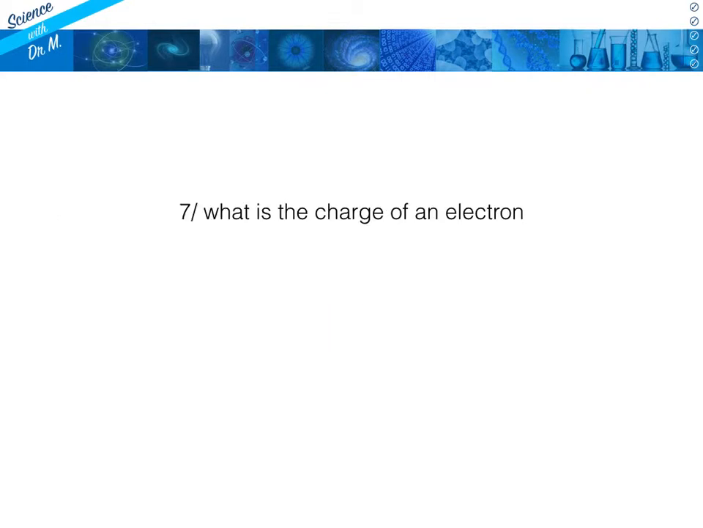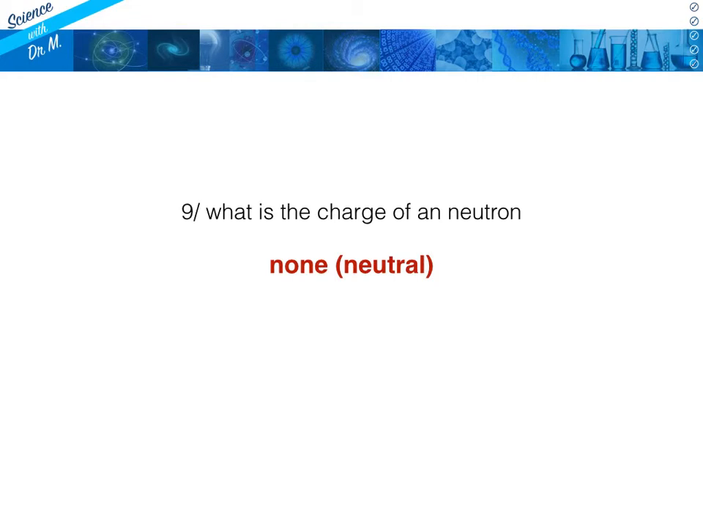Number 7. What is the charge of an electron? And the answer is -1. Number 8. What is the charge of a proton? And the answer is +1. Number 9. What is the charge of a neutron? And the answer, there is no charge on a neutron, it is neutral.